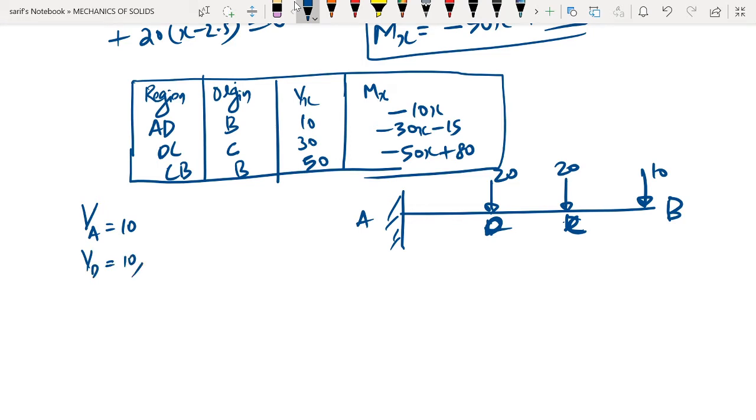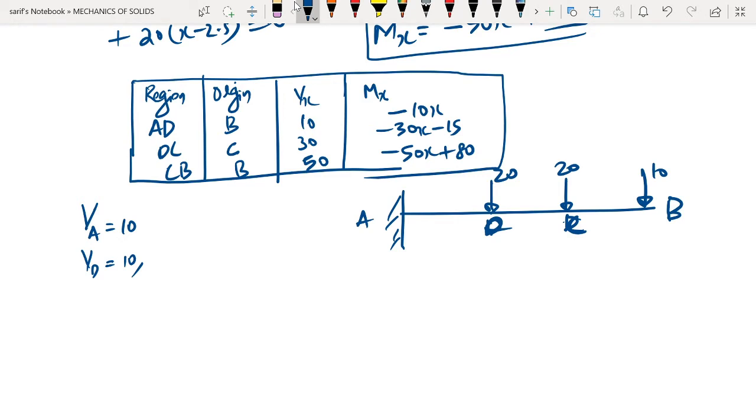Now, if we consider the region, what we have to understand is that wherever there is a concentrated force in a shear force diagram, it will be represented by a sudden spike in the shear force diagram.